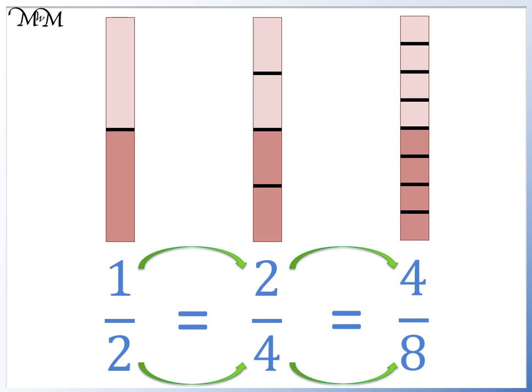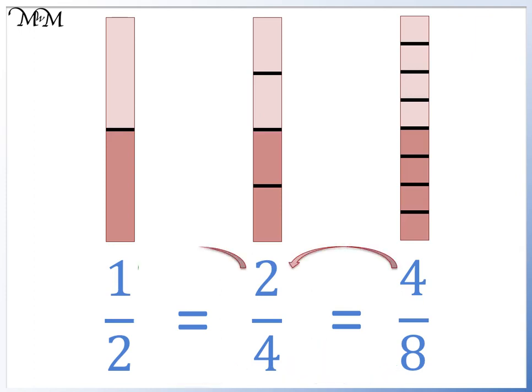Looking at the numerators, we can see that to get from 1 to 2 and from 2 to 4, we multiply by 2. Looking at the denominators, we can see that to get from 2 to 4 and from 4 to 8, we also multiply by 2. We've multiplied the numerators by 2 and the denominators by 2.